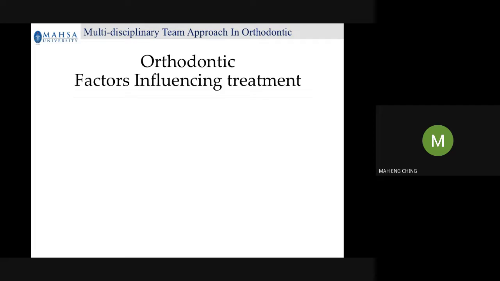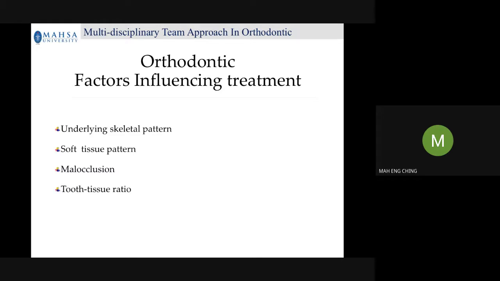So orthodontic factors, what to consider? Underlying skeletal pattern. If there's a severe skeletal pattern, then maybe we tend to do surgery rather than camouflage. Then soft tissue pattern. Soft tissue pattern can be the lip posture or the lip profile. So if you have protrusive lips, maybe you want to bring the incisors back. Malocclusion can be class 1, class 2, class 3. Then tooth tissue ratio. So this we are talking about the supporting tissue, the periodontal ligament, the bone and the gums around the tooth.